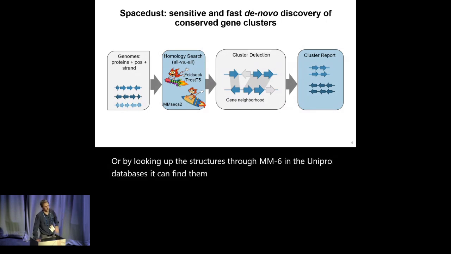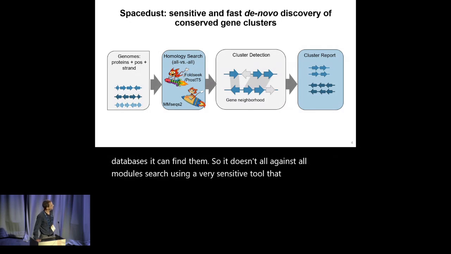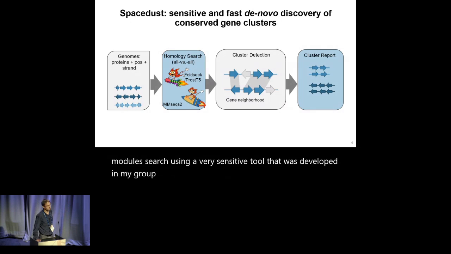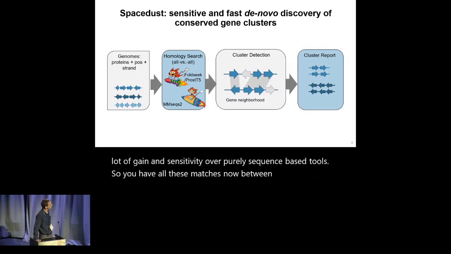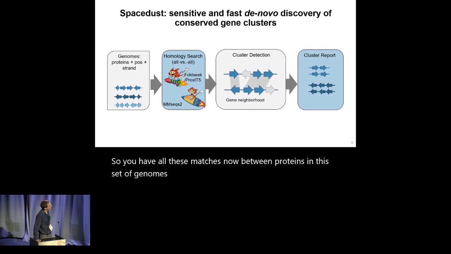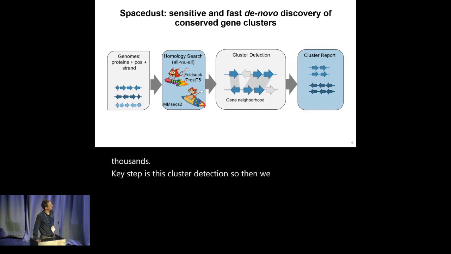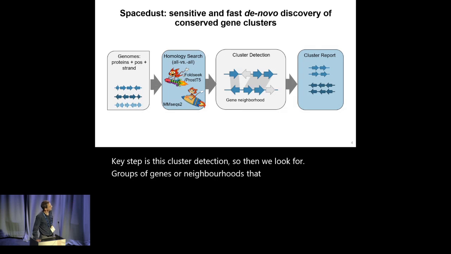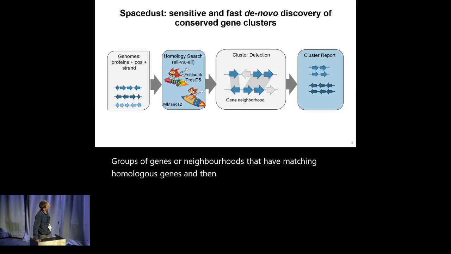So it does an all-against-all homology search using a very sensitive tool that was developed in my group, Foldseek, which uses structure and therefore has a lot of gain in sensitivity over purely sequence-based tools. So you have all these matches between proteins in this set of genomes, and this could be hundreds or thousands. Then the key step is cluster detection. We look for groups of genes or neighborhoods that have matching homologous genes, and then these hits are reported.